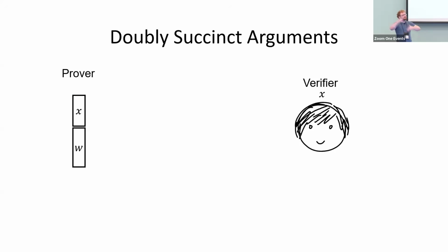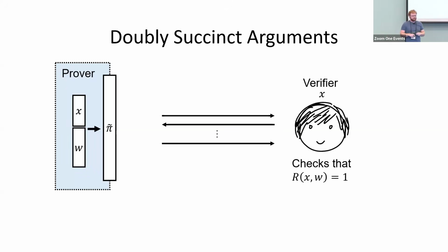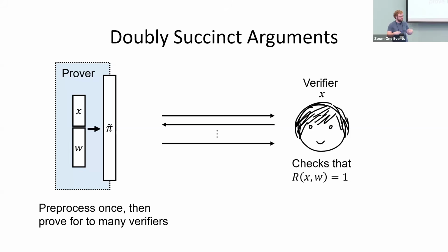Building on commitments, we also address the problem of arguments. Here we have a prover and a verifier, where the prover will first preprocess its input into some proof data structure, and then you can run a sublinear time online protocol that allows the verifier to confirm that the statement is true. The tagline here is again that we preprocess once, and then you can prove the statement to many different verifiers, each in sublinear time.